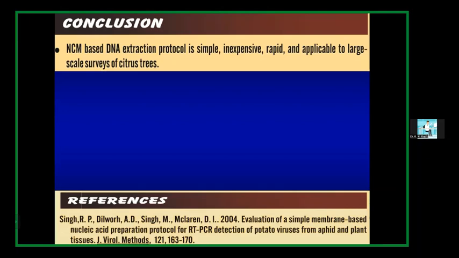Then the reference: Singh et al., Singh and M. Clark, 2004. Development of a simple membrane-based nucleic acid preparation protocol for RT-PCR detection of potyvirus from aphid and plant. So this technology we will also use for other RNA or DNA viruses for nucleic acid extraction purposes.